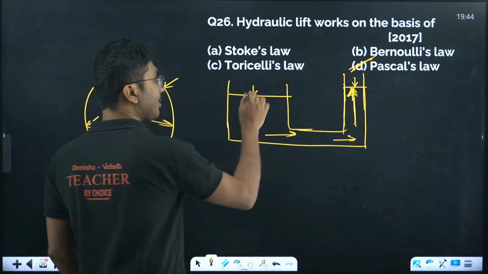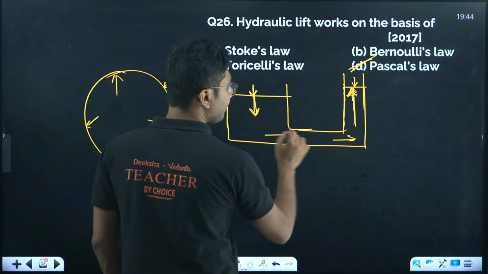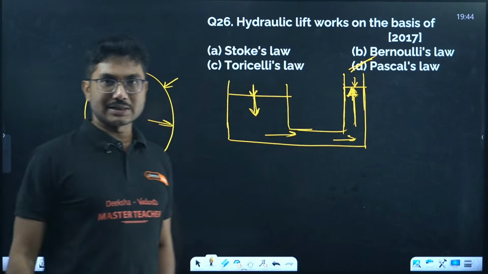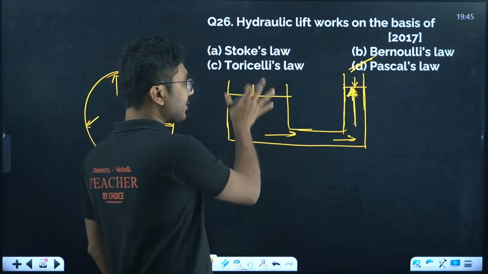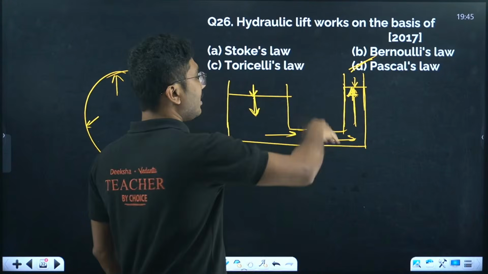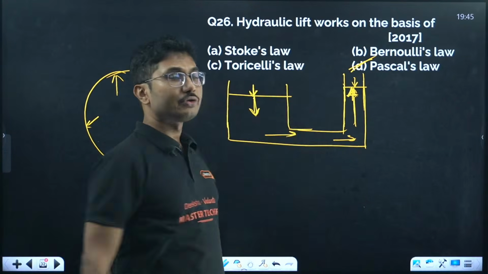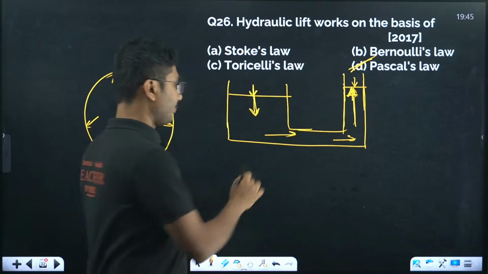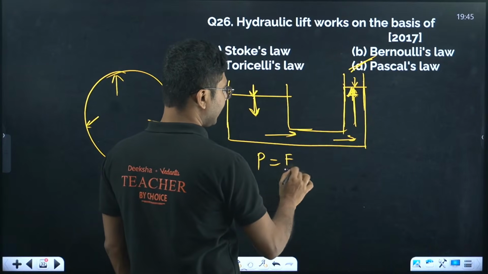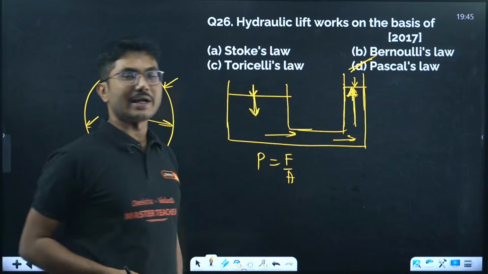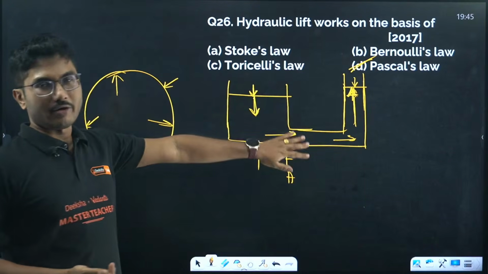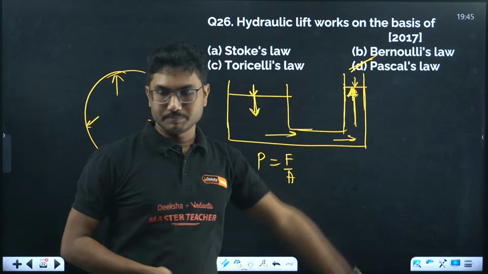So that means if you apply a pressure over here, the same pressure will be applied on this region as well, same pressure, and pressure remains constant. But pressure is actually force divided by area. By changing the area, you can adjust the force and you can lift objects. That is the principle of hydraulic lift, which is Pascal's law.